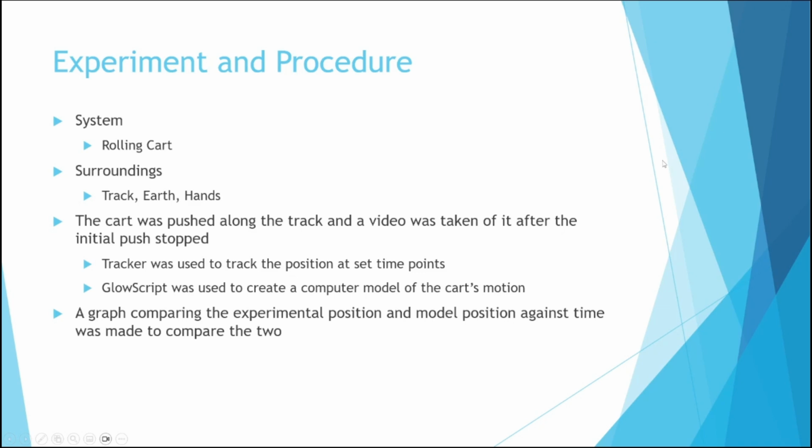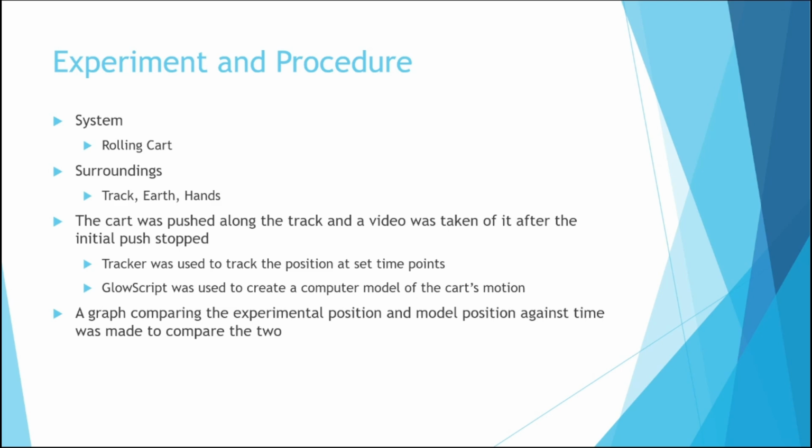In this experiment, the system consisted of the rolling cart, while the surroundings were the track, the earth, and our hands when we pushed the cart initially. The cart was pushed along the track and a video was taken of it after the initial push stopped, and the software Tracker was used to track the position of the cart at different time points, and GlowScript was used to create a computer model of the cart's motion so that they could be compared to each other.